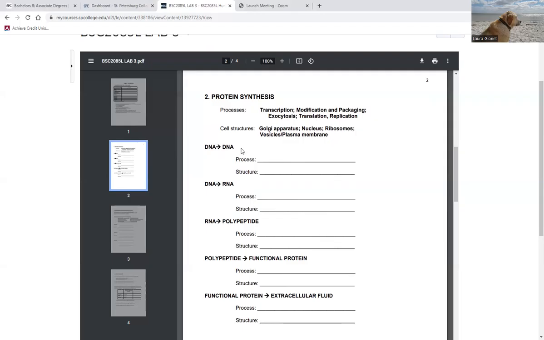Okay, so in protein synthesis, if we start with DNA, we end with DNA, because you need to be able to replicate your DNA to really make anything. That process is called replication, and the structure in which it occurs is the nucleus. Remember, DNA stays in the nucleus unless the cell is divided. And then we're going to condense it, drag it into the middle and split it apart so each cell gets a copy of the DNA. All right, so DNA to DNA is replication, or you can put DNA replication, the structure nucleus.